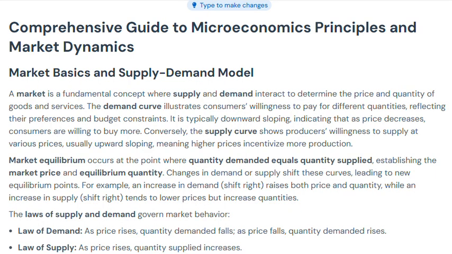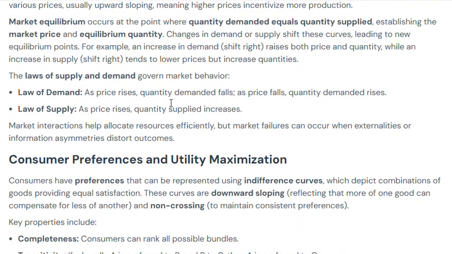Conversely, the supply curve shows producers' willingness to supply at various prices, usually upward sloping, meaning higher prices incentivize more production. Market equilibrium occurs at the point where quantity demanded equals quantity supplied, establishing the market price and equilibrium quantity. Changes in demand or supply shift these curves, leading to new equilibrium points.